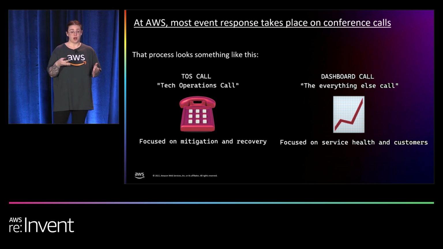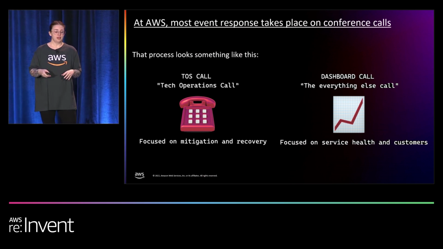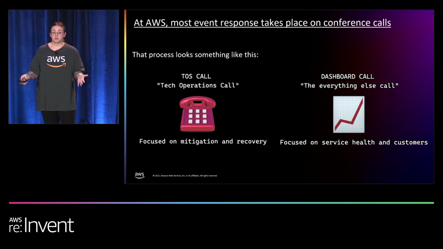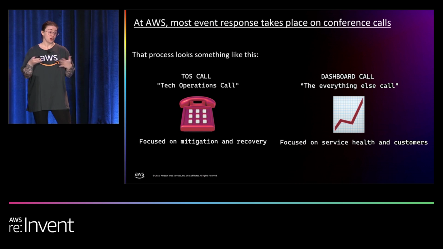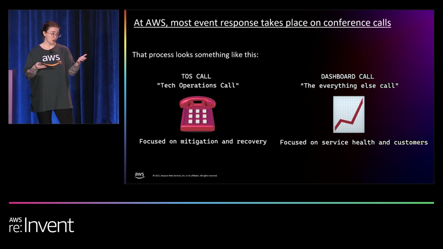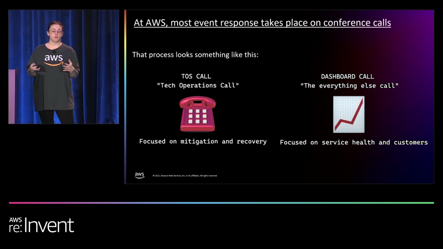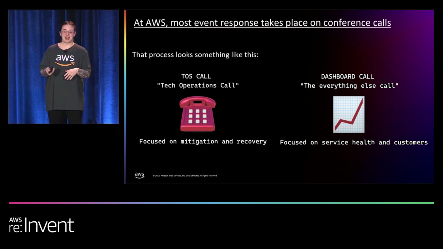Event calls for operational events are run by call leaders. There's only one call leader at a time, and they're responsible for all of the tactical parts of the event. So do we roll back a deployment? Do we wait out of an availability zone? These calls are also supported by a group called Tech Operations, which is where the TOS call name comes from. They're responsible for event support, so paging other teams in and maintaining general order. If you work at a company like AWS, you've probably heard the "please mute your line while not actively speaking" announcement, and the TOS call folks are the ones making all of that happen in the background.